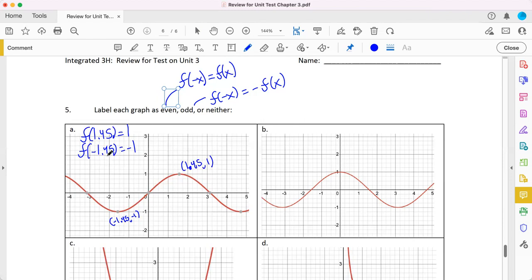I think we're able to say that it's odd. If you really think about this, because we evaluated f of the negative number, and that's equal to the negative version of the positive input. So negative 1. Yeah, so it's odd. Boom, there you go.